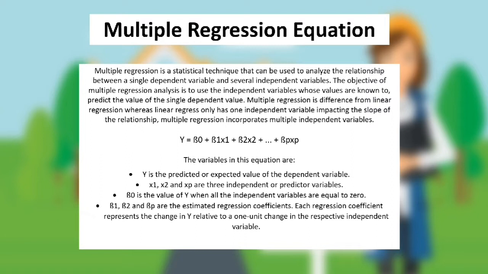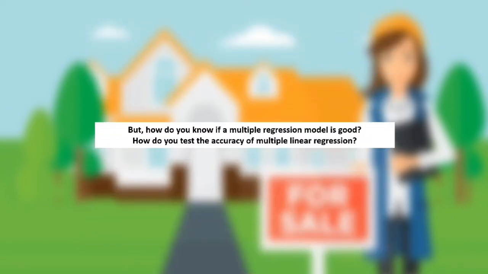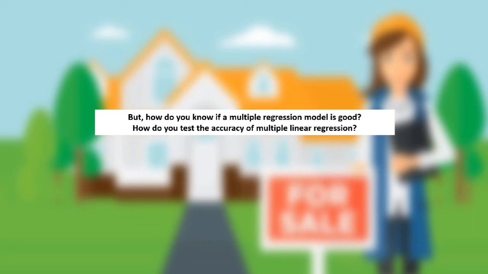Multiple regression is different from linear regression, whereas linear regression only has one independent variable impacting the slope of the relationship, multiple regression incorporates multiple independent variables. But how do you know if a multiple regression model is good? How do you test the accuracy of the multiple linear regression?